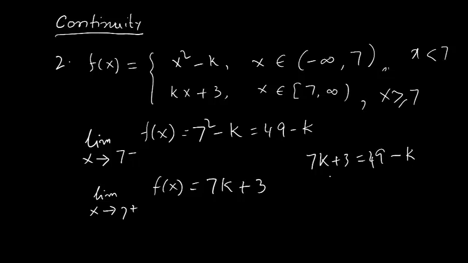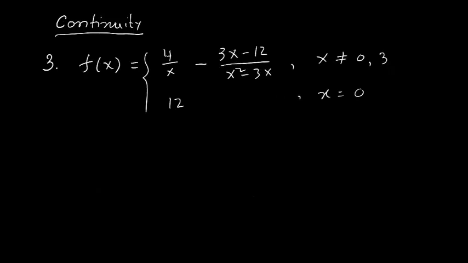Now simplify, you subtract 3 both sides and add k. So you get 8k equals 46, 49 minus 3. So then what will be k? So your k will be 46 over 8, divide both sides by 8. Now you can further simplify, 23 over 4. So this is the k value so that my function will be continuous. Thank you. We take example number 3.